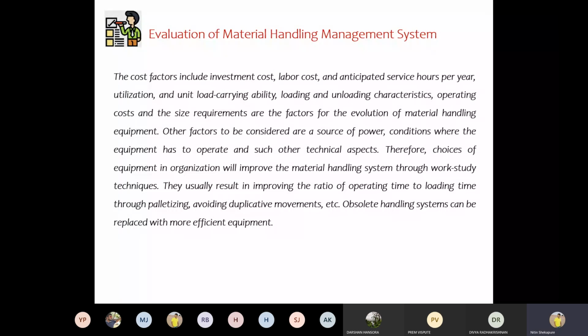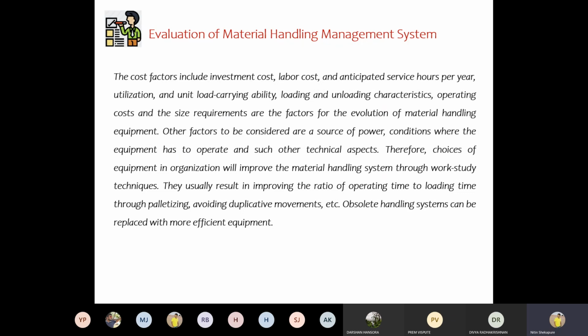At the same time, work study techniques, as Divya rightly said, are going to play a very important role in material handling. The ratio of operating time to loading time through palletization avoids duplicative movements. Whereas if you are processing a particular job, there is some operating time. That operating time to the loading time ratio should be balanced. Then and only then can we say that the utilization of material handling is going in the right way.